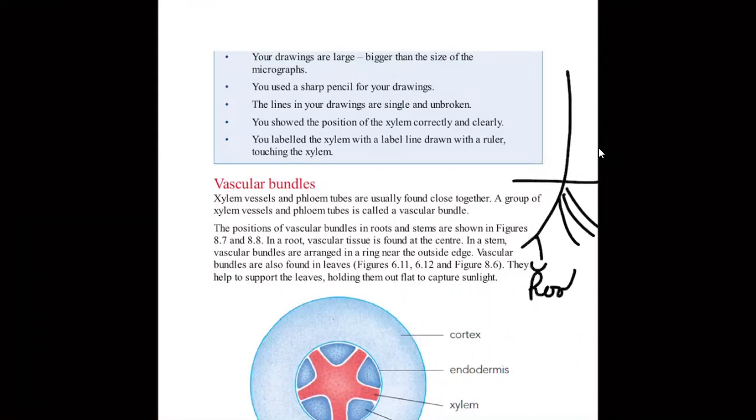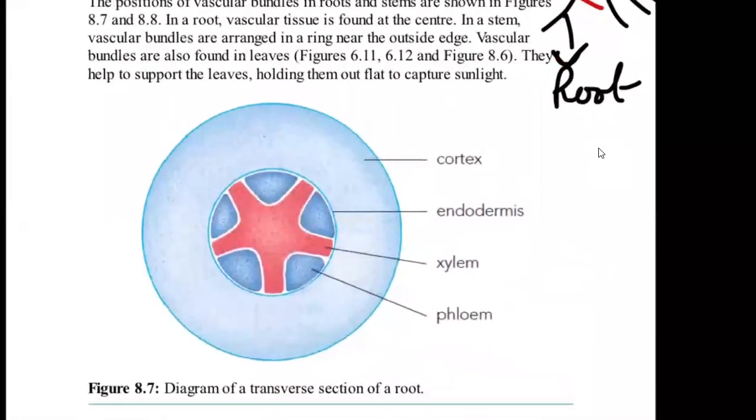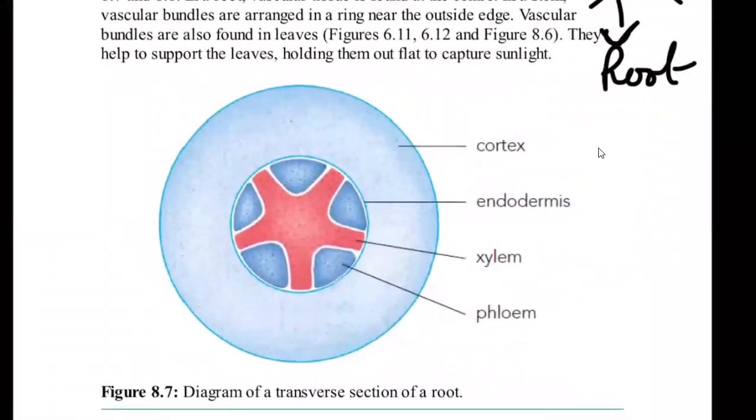We said that we find xylem and phloem grouped together in the form of a vascular bundle in the root, in the stem, in the leaf, everywhere. But the way that they are arranged is different in a root, different in a stem, and different in a leaf. If I make a cross section of the root, which means if I cut the root like this, I will see that the xylem and the phloem are arranged in this manner. The central part, which is colored red, is the xylem, and the blue parts are the phloem.